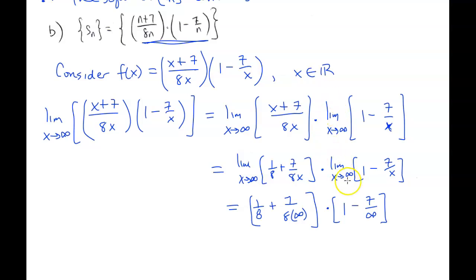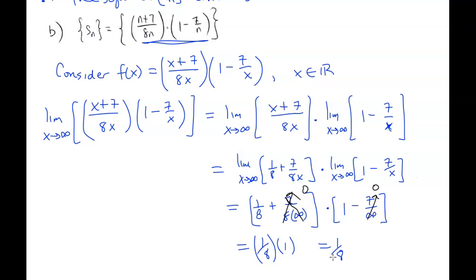And of course here, any number divided by infinity, limit-wise, is going to go to 0. So all that is going to 0 here. 7 divided by infinity goes to 0. So all I have left is 1/8 in that first product, and I have 1 in the second product. So the answer to that limit is 1/8.